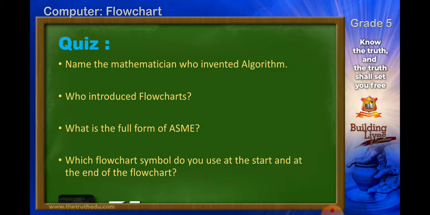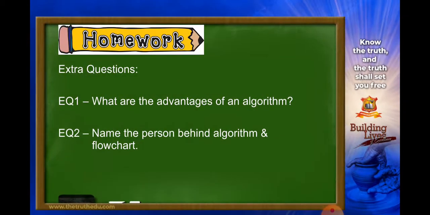So if you have answered all the questions, that means you have gone through the chapter. For those who have not answered all the questions, it's time to open the book and go through a proper reading session. So we are going to stop here. I have two extra questions for homework. Extra question number 1 is, what are the advantages of an algorithm? And extra question number 2 is, name the person behind algorithm and flowchart. So you have to name the person behind algorithm first, and then second, the person who is behind flowchart.